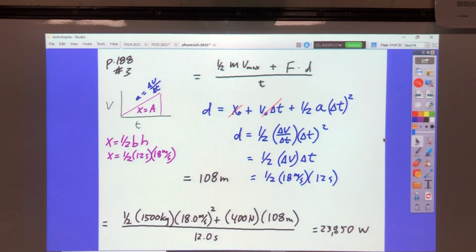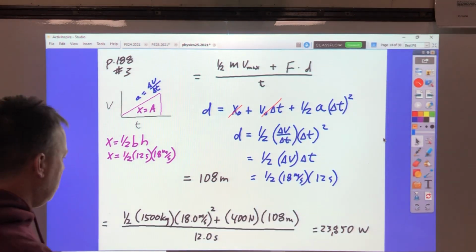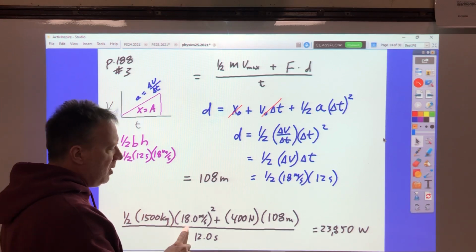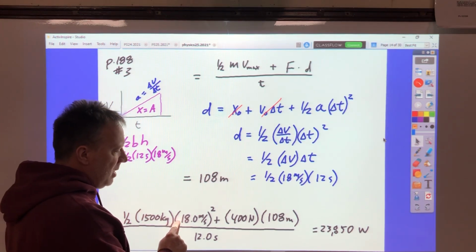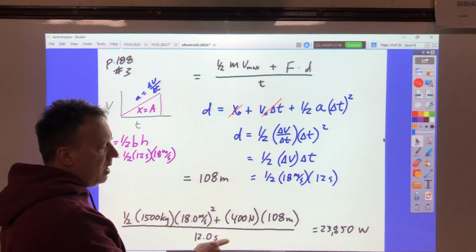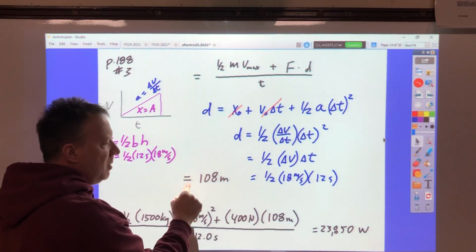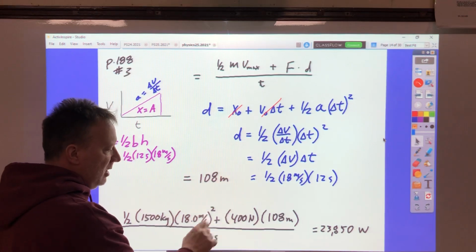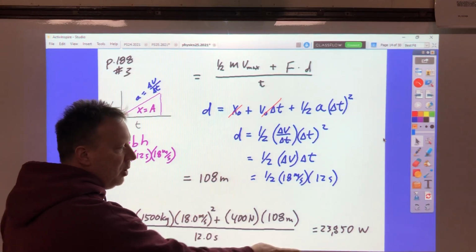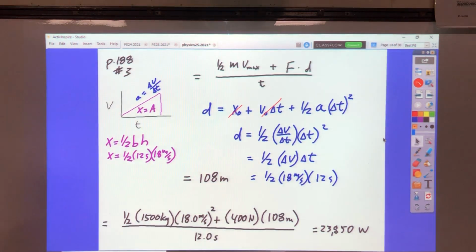Once you have that, then you can plug in your equation. You've got the 1/2 mass is 1,500 kilograms, velocity max is 18 meters per second. You got to square that, plus 400 newtons of force for the 108 meters. Multiply all that together, add it, divide by 12, you come out to be 23,850 watts.